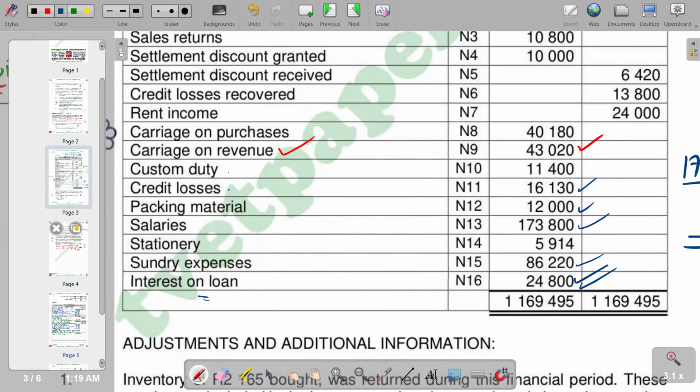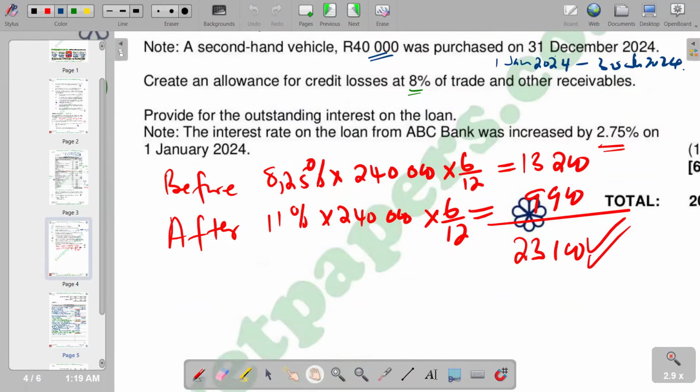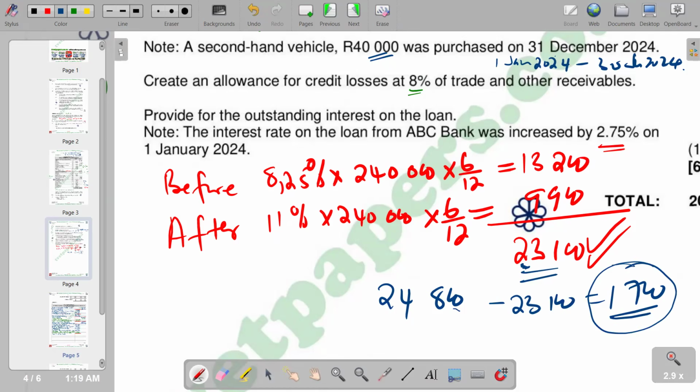Then we compare it with what was supposed to be paid. So what was paid was 24,800, and what was supposed to be paid was 23,100. So we paid more. So the difference, we are supposed to subtract it from this one so that it goes to the one that is supposed to be for the period. So if you say 24,800 minus 23,100, what do we get? We are going to get 1,700. So this 1,700 is supposed to be subtracted from 24,800.